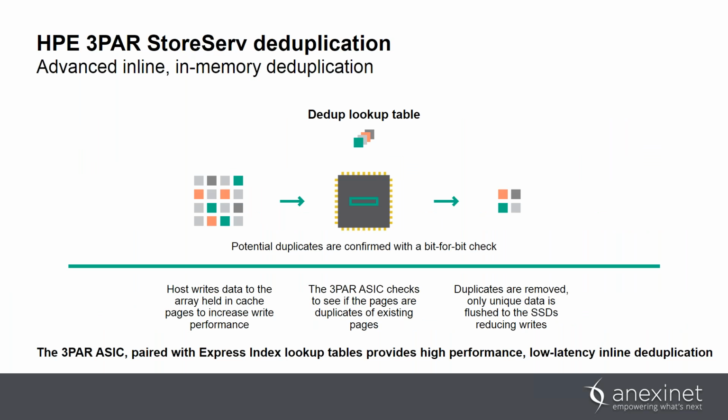This slide goes a little bit further into 3PAR's deduplication. The 3PAR deploys deduplication inline, leveraging memory. So the host writes data to the array, held in cache pages to increase write performance. The 3PAR ASIC checks to see if the pages are duplicates of existing pages, and then duplicates are removed. Only unique data is flushed to the SSD, reducing writes. So the 3PAR ASICs paired with Express Indexing lookup tables provide higher performance and lower latency inline deduplication.